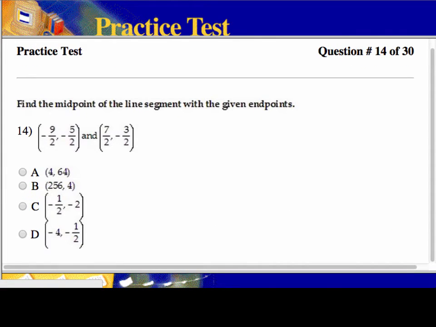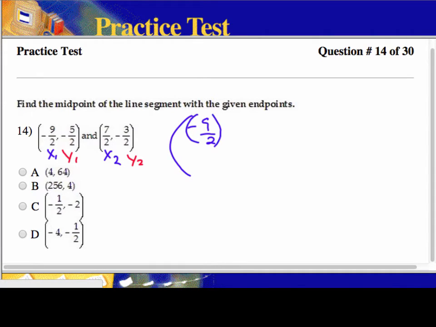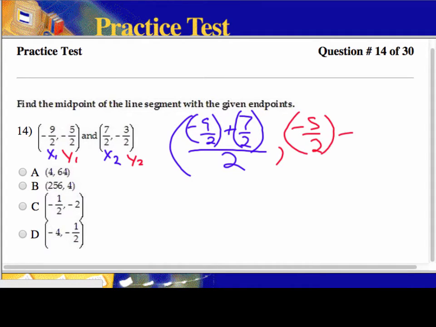Oh man, that looks hard. All right, this is the one that some of you struggled with on the quiz. Remember that we're going to take the x's, and then the y's, and find the average of the two. So for the first part, I'm going to say negative 9 halves plus 7 halves all over 2. And then for the second part, negative 5 halves plus negative 3 halves all over 2. And that completes the midpoint.